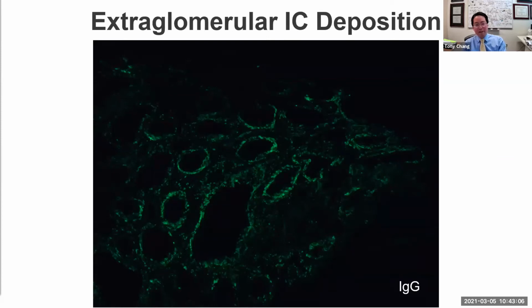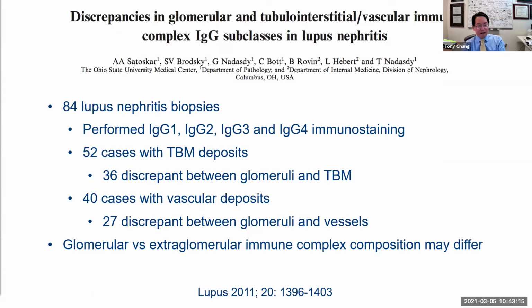And what's also not so rare is the presence of extraglomerular immune complex deposition, right? As we can see here with all these tubular basement membranes that are staining with IgG. And there's this nice study from Ohio State that demonstrated that the subclass profile, if you look at IgG 1, 2, 3, 4, can really differ when you're looking at the glomerular immune complexes compared with the tubular interstitial or the vascular immune complexes, which really suggests that there are two separate processes occurring. It's not just a spillover from the glomerular compartment, which fits with our current paradigm of how lupus nephritis is operating.